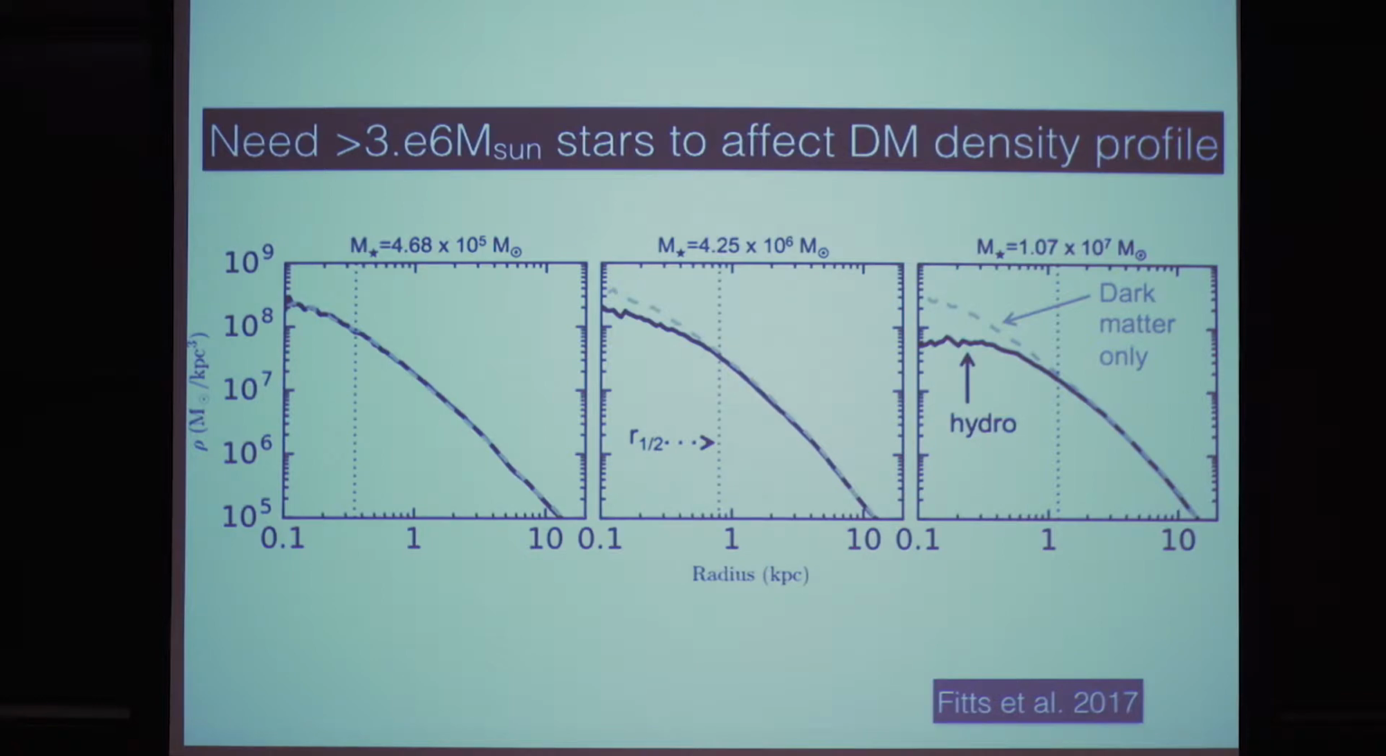And I should say, this is all done with FIRE feedback. And the FIRE feedback scheme is a pretty aggressive feedback scheme. Many other feedback schemes in the literature are not quite as aggressive. So this is a fairly aggressive feedback scheme, and it's not able to produce much core-like behavior in the dark matter profiles of low mass dwarf galaxies.